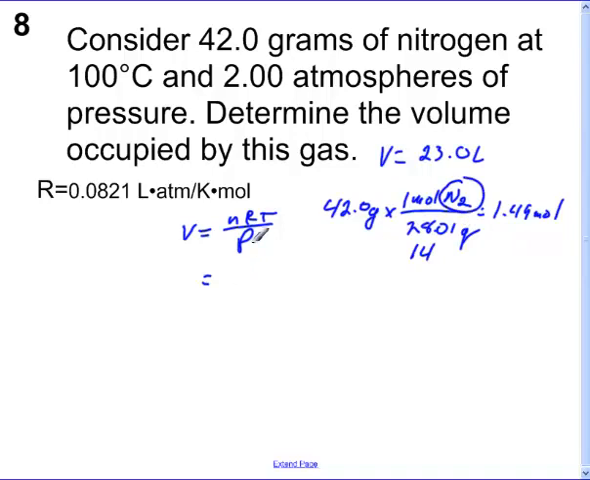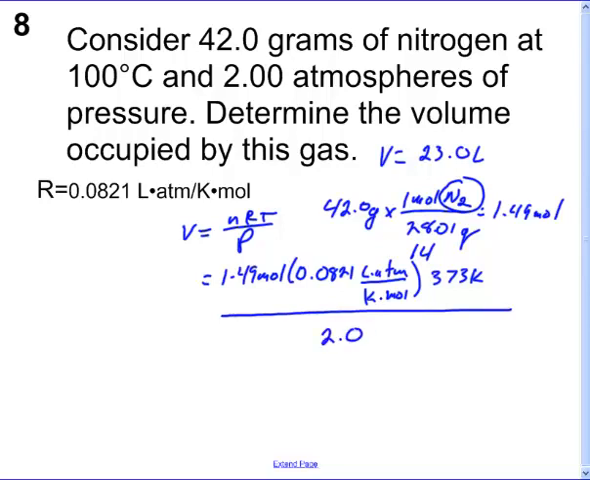Okay. So I'm going to plug in my numbers. I've got 1.49 moles. My gas constant is 0.0821 liter·atm over Kelvin·moles. Okay. Times the temperature, which is 100 degrees Celsius, which is 373 K. All that divided by 2.080 atmospheres. And when you work that out, you get, as I said right up there, 23.0 liters. Right? Okay. So again, hopefully these are working out. Not too bad once you get going.